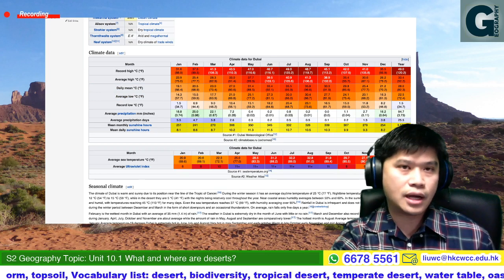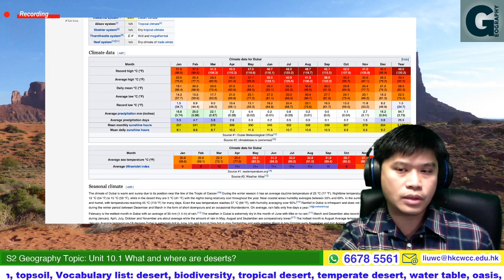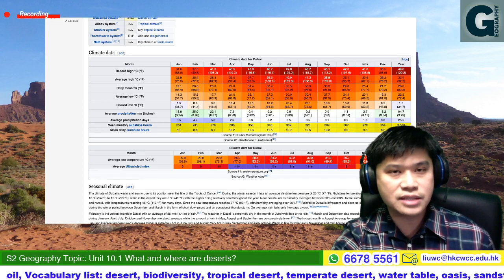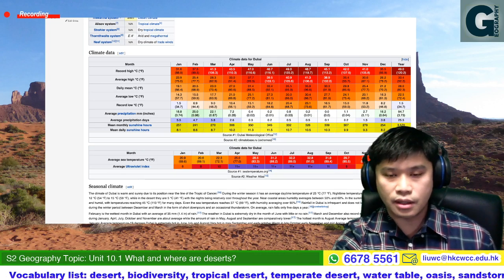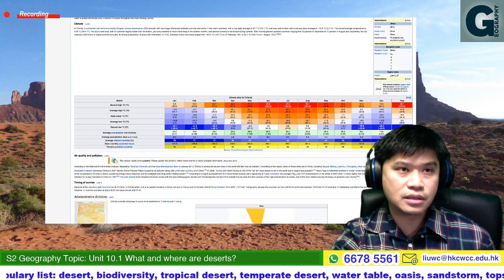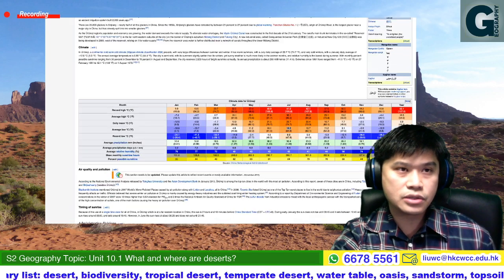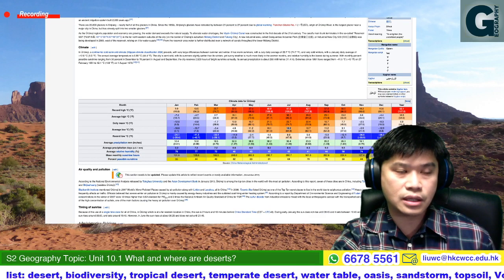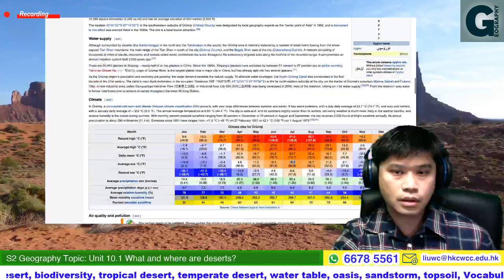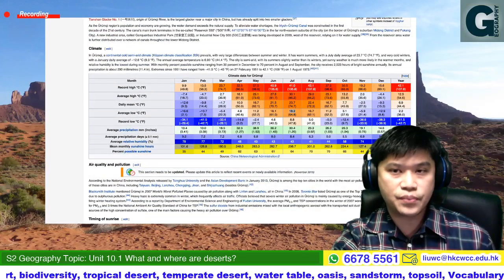But right now I'm going to show you one city in the temperate region in mainland China, in Xinjiang. So Urumqi, 烏魯木齊啦. I always mention this city. This city is actually located in the desert, in the temperate desert.